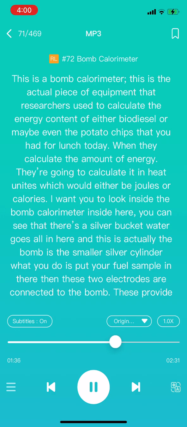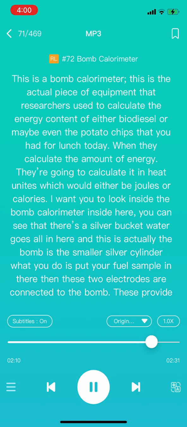This is the temperature probe. This goes down in the water also and measures the change in temperature, because as the sample is burned, it'll give off heat and the temperature of the water will increase. So the lid goes on, the sample is prepared. The last thing that you need to make a combustion reaction happen is oxygen. And at some point during the process, some oxygen is added by a tank that's connected to the calorimeter here.